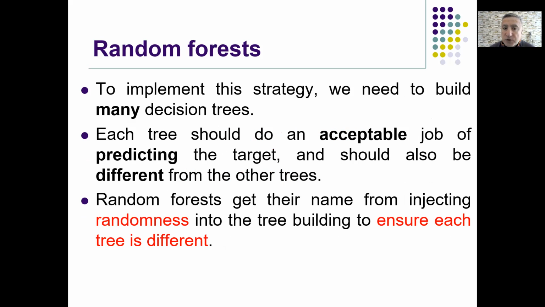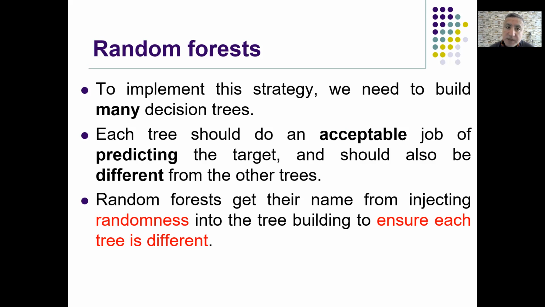To implement the random forest strategy, we need to build many decision trees. So, random forest ensemble strategy: we need to put many decision trees together. Each tree should do an acceptable job, I mean in accuracy, of predicting the target and should also be different from the other trees. Why should it be different? Because if they are similar to each other, then they can overfit to similar partial data. So we cannot have any different result as if we are using a single decision tree.